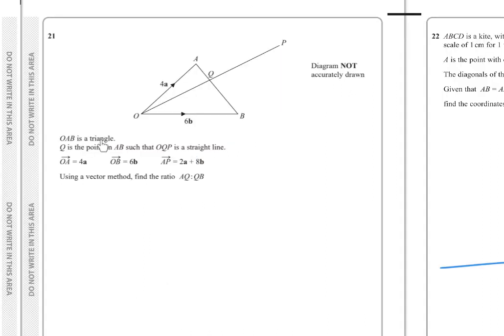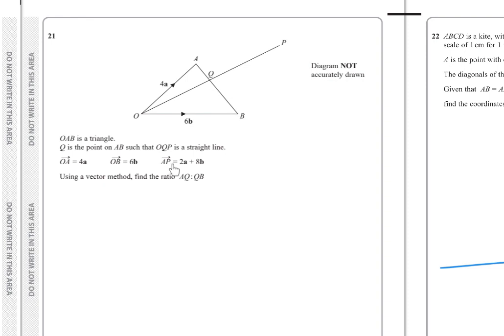21. OAB is a triangle. Q is the point on AB such that OQB is a straight line. OA equals 4a, OB equals 6b, AB equals 2a plus 8b. Using a vector method, find the ratio between AQ and QB.